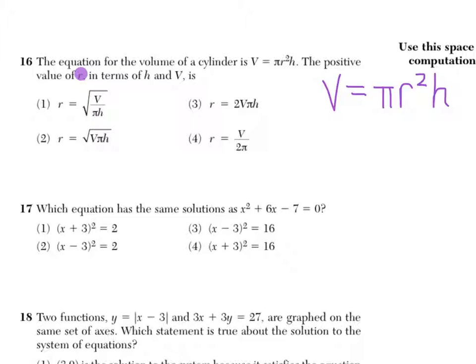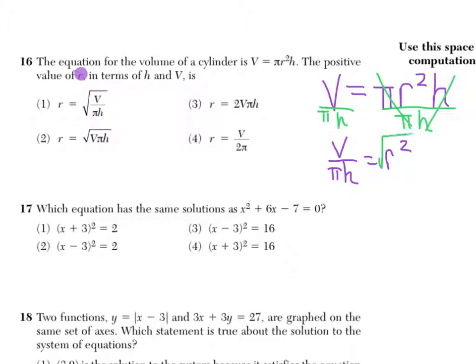So let's first divide both sides by pi and h because it's being multiplied by the r squared. Since pi divided by pi is 1 and h divided by h is 1, we're left with v divided by pi h is equal to r squared.